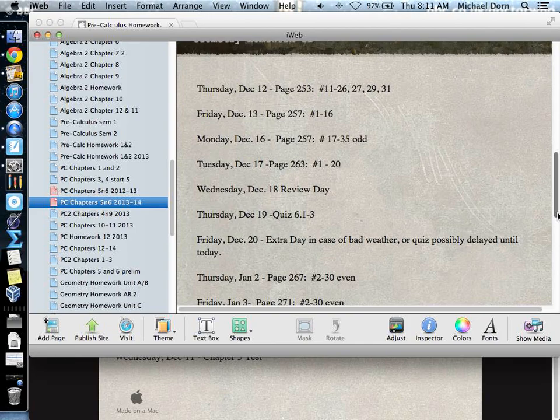So there you go. Page 253, 11 through 26. These are all pretty short, quick little problems. 27, 29, and 31. You do not need to graph for today, for 27, 29, 31. You can skip the graphing portion of it, just find the inverse function. All right, so graphing is not necessary.